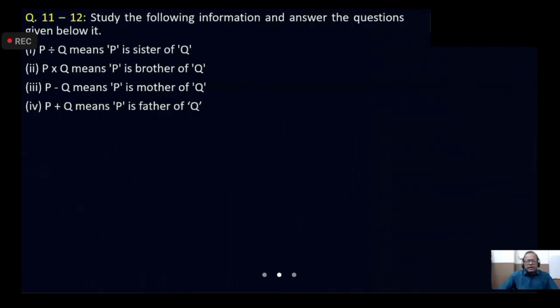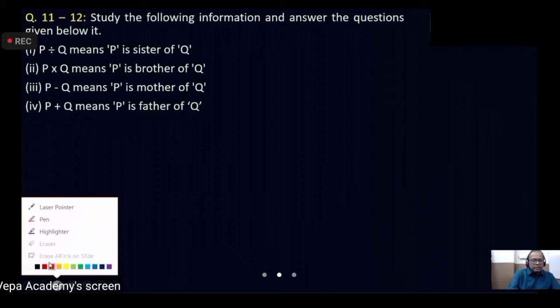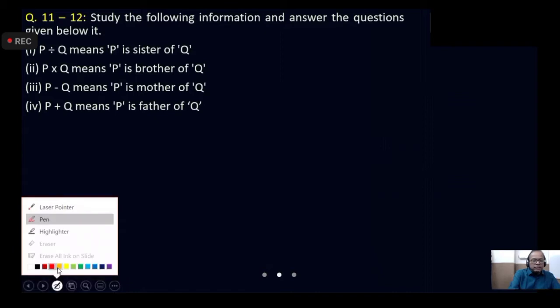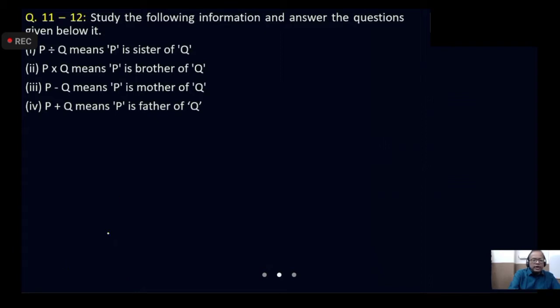So question number 11 to 12. This is a new model. You can see here, this is a new model. Here, the relations are given, but they're given in a coded form. Whenever something is given in coded form, first you have to decode it. Wherever anything is given coded, we are going to decode it. That is the first and foremost thing that you have to remember.